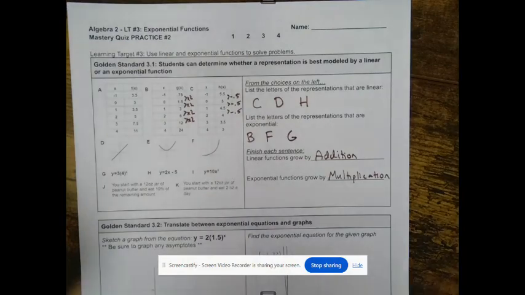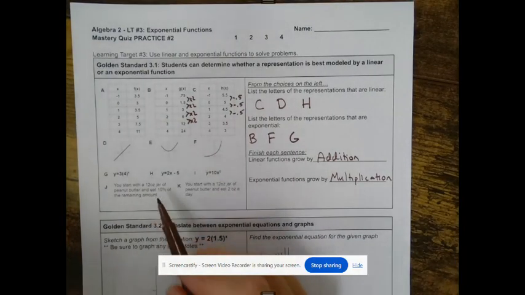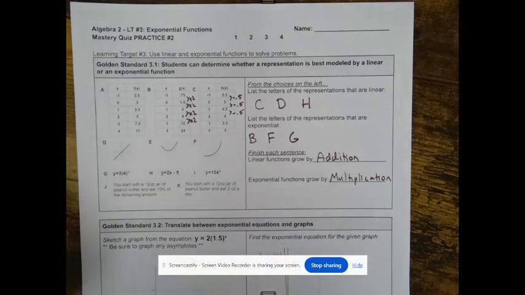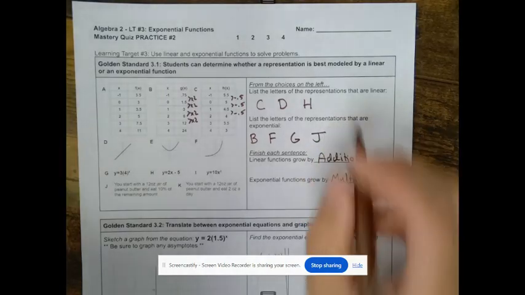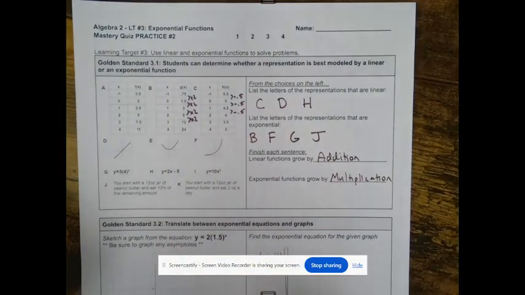And lastly, a 12-ounce jar of peanut butter, and you eat 10% of the remaining amount. If you eat 10%, that first day you're going to eat 1.2 ounces. You're left with 10.8. What's 10% of that? It's 1.08 ounces. The amount you're eating is going down and down every time. Therefore, it is exponential. Sorry, it's going down by different amounts. It's multiplying by 0.9 every time.